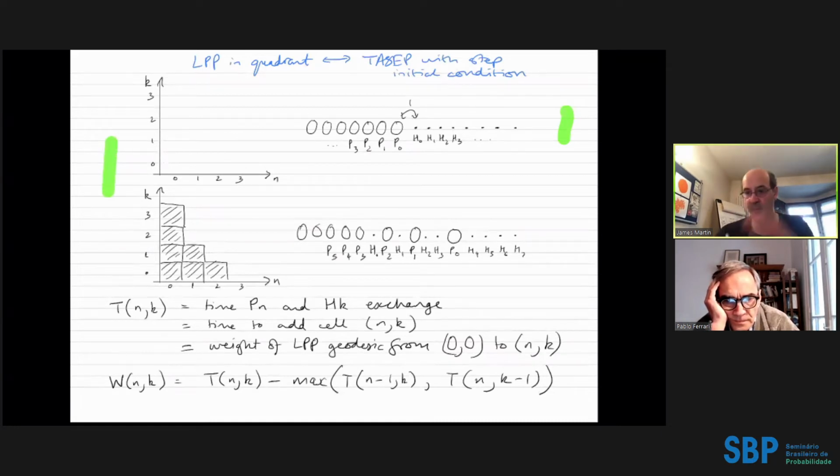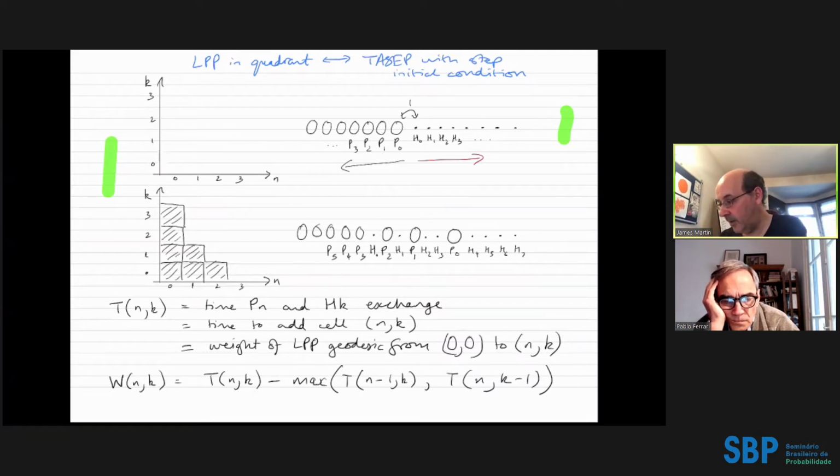So we start off with an empty quadrant, and we add cells one by one. The only thing that can happen from the initial condition is the jump here. I've labeled the particles from 0 upwards going to the left: particle 0, particle 1, particle 2, particle 3, and so on. Similarly, the holes are labeled by non-negative integers from left to right. The first jump, which happens after an exponential time, is that particle 0 and hole 0 swap around.